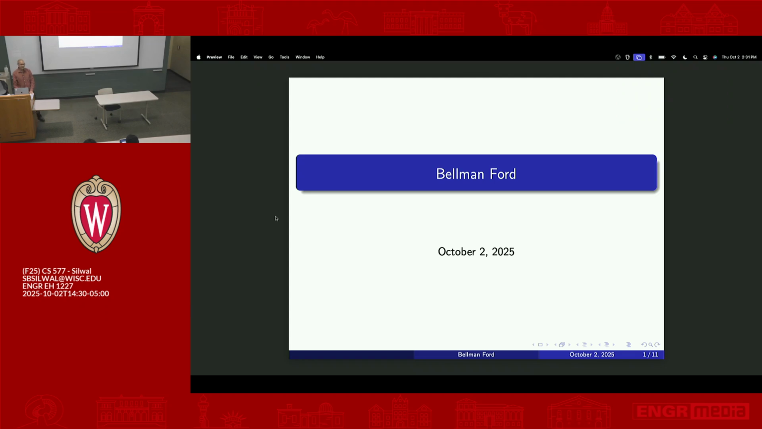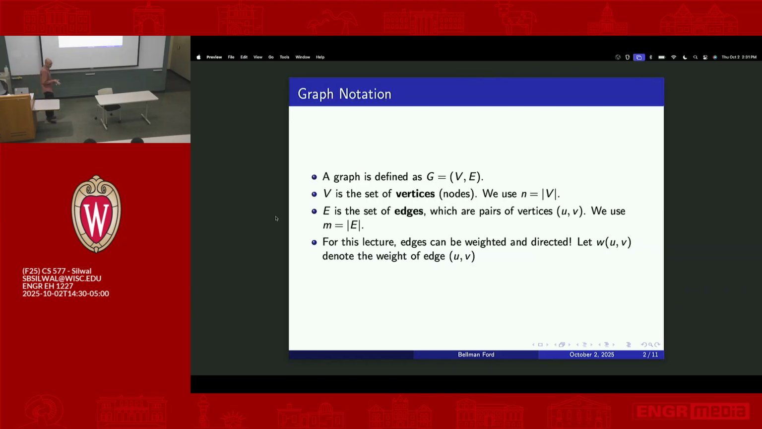Okay, so now let's talk about some fun stuff. Bellman-Ford. So what did we do last time? Last time I gave you an unweighted graph, and I said, given a starting node S, if I run BFS, I can find the shortest paths from this starting node to all the other nodes. So that was the power of BFS.